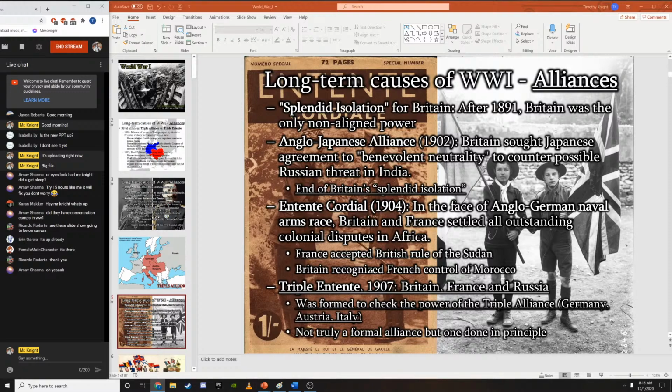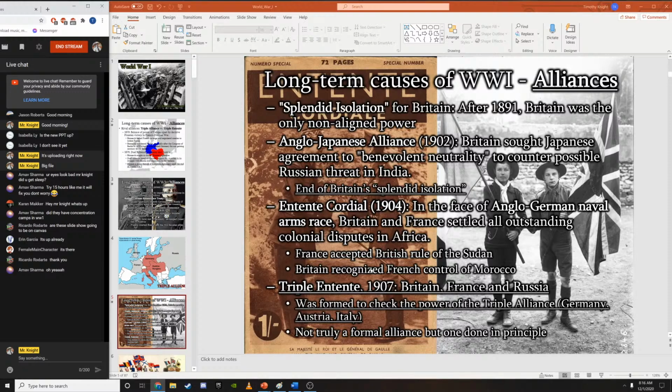The first nation that Britain actually reaches out to create an alliance isn't even a European nation. It's Japan. So the first indicator that Britain was ready to kind of tip its hat towards joining one of these alliances was when Britain sought Japanese agreement to benevolent neutrality to counter a possible Russian threat in India. And this was the end of Britain's splendid isolation period, where they had basically just been kind of doing whatever they wanted.